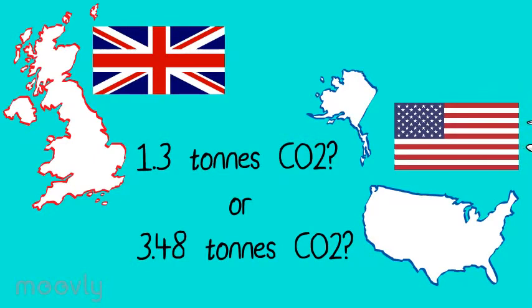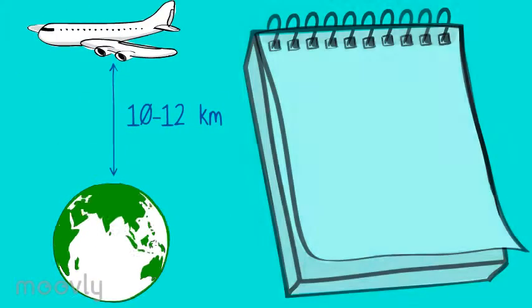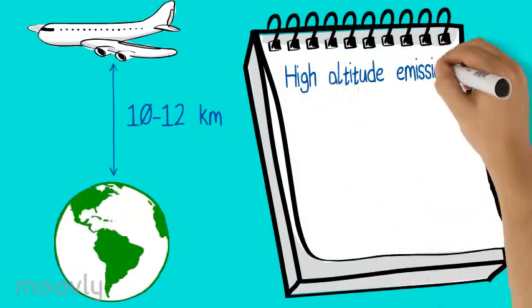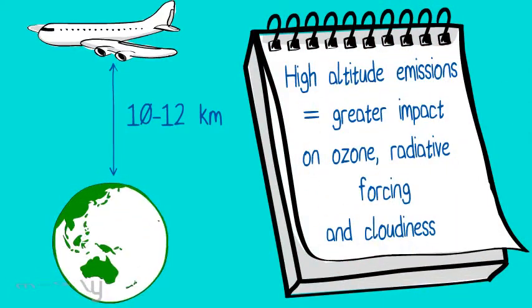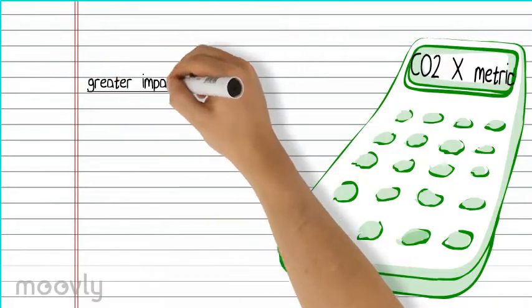Calculating the impact of carbon dioxide emissions doesn't end there. Unlike ground-based emissions, aviation emissions are released at 10 to 12 kilometers altitude, where they have a larger environmental impact. To account for this, aviation emissions must be multiplied by a metric.